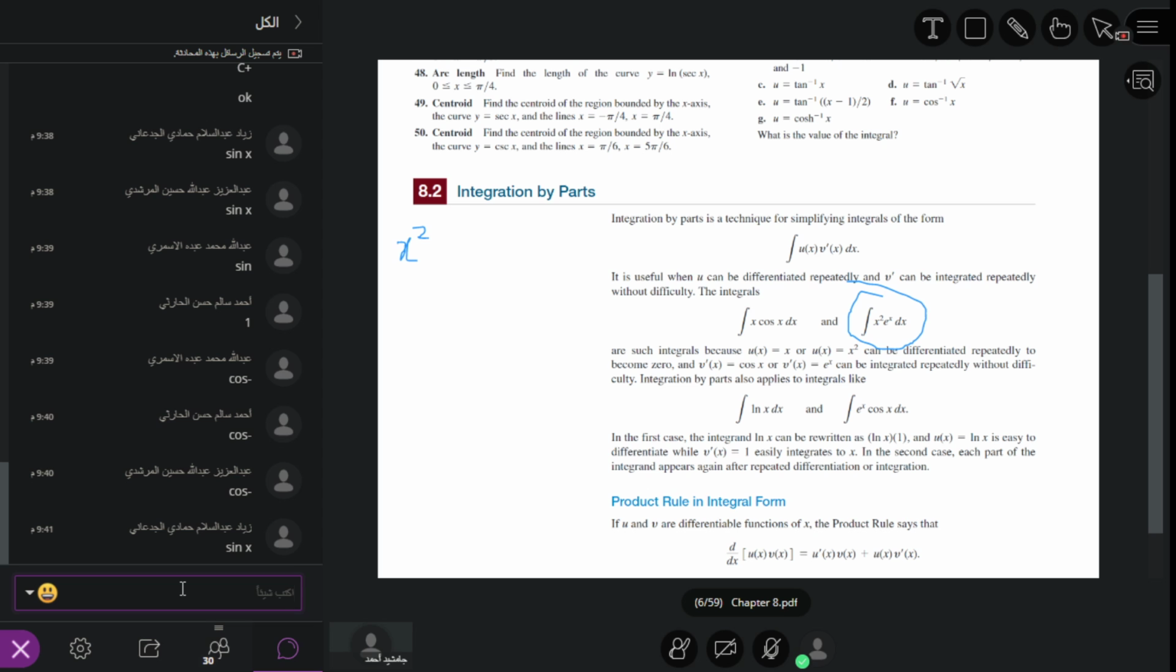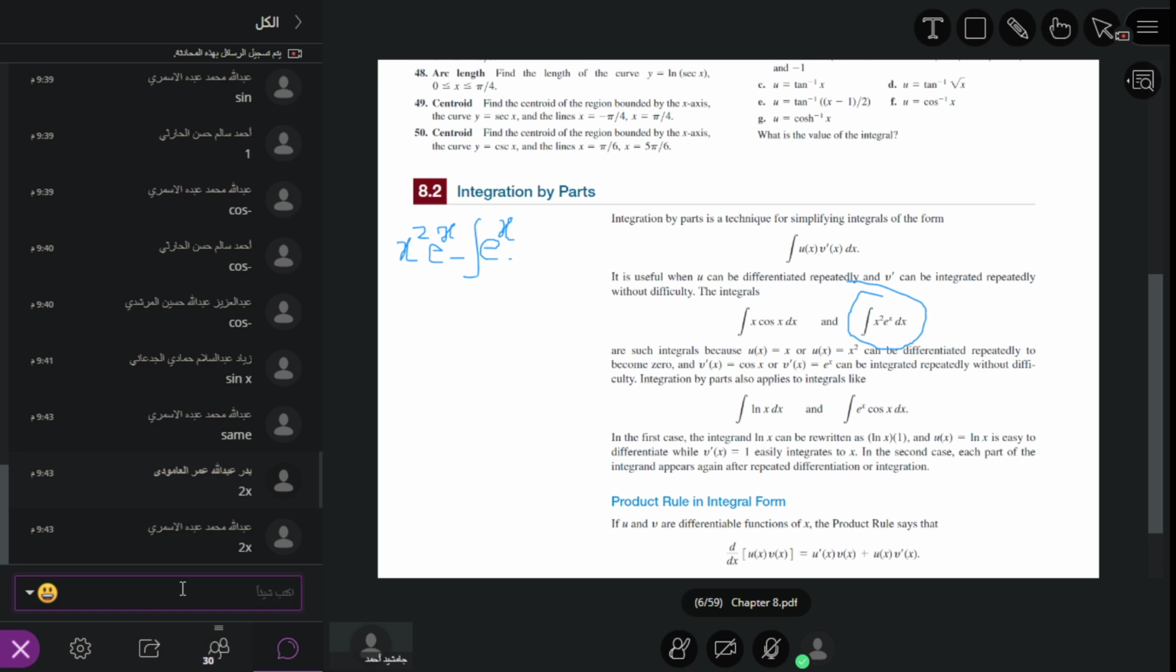What is the integral of the exponential function? Same. Integral of e power x is e power x. Minus integral, the answer which we get here, e power x, dot derivative of x square. What is derivative of x square? Yes, it is equal to 2x. Thus, we get here 2x dx.